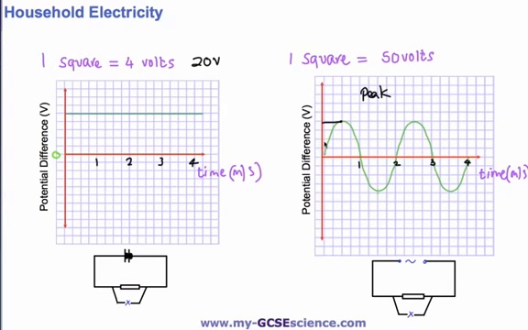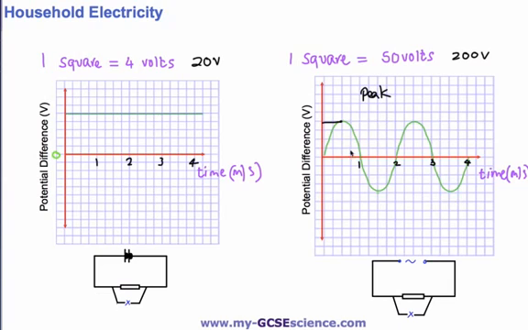So if I've got 1, 2, 3, 4 squares there, I've got a peak reading of 4 times 50, which is 200 volts of potential difference. Now that doesn't necessarily mean that the overall supply here is going to be 200, but the peak here is actually 200 volts, and that's how you would read it off that graph.